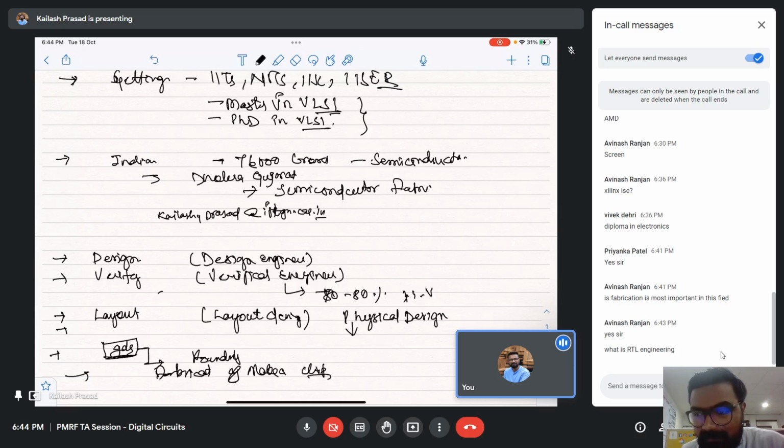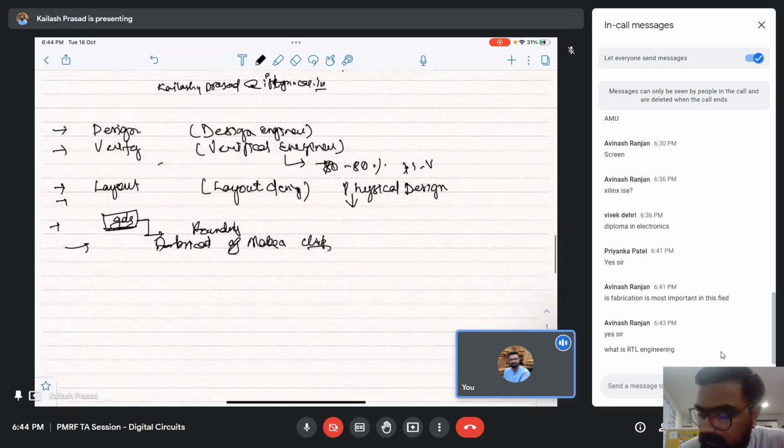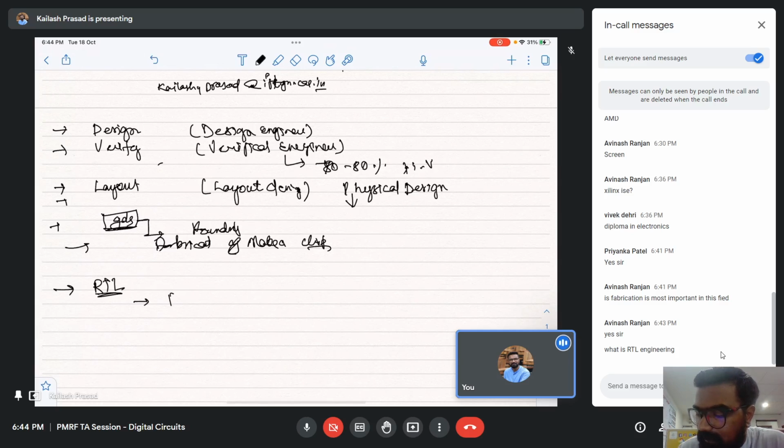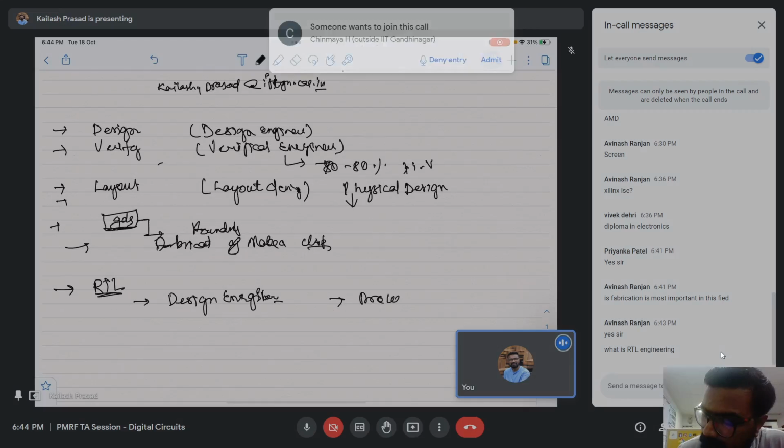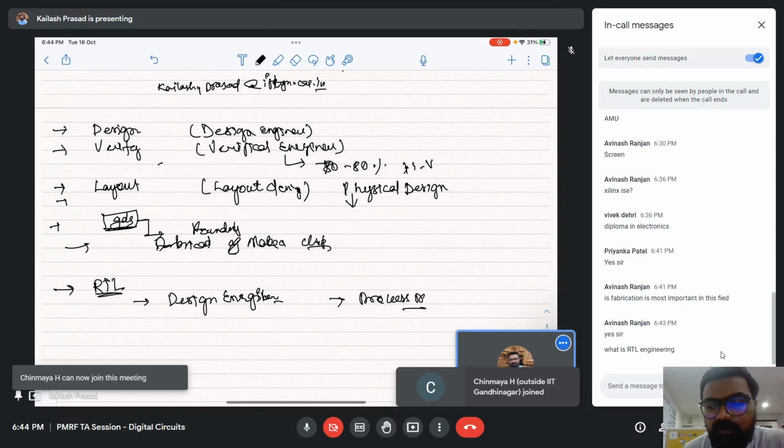What is RTL engineering? RTL means register transfer logic, right? And when I talk about an RTL designer, he or she is a design engineer, right? So suppose what I want to design is a processor. This is what I want to design. So what will the RTL engineer do?